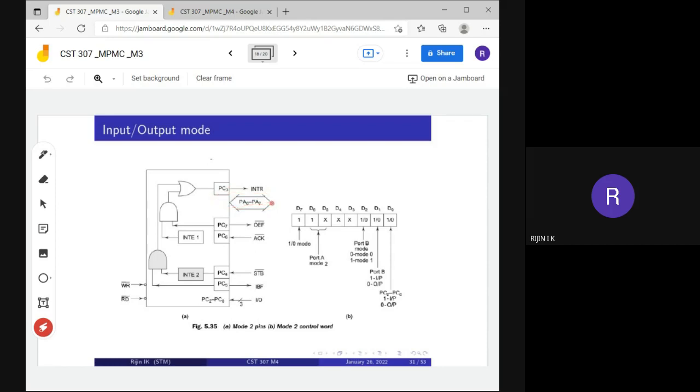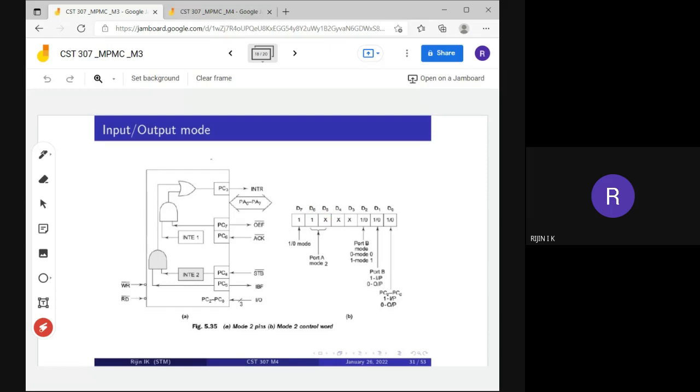This is the control word register format corresponding to mode 2. As we have discussed, the D7 bit we have to set as 1 for IO mode. For entire IO mode, we need to set this D7 bit to 1. Then for selecting mode 2, we have to use these 2 pins.